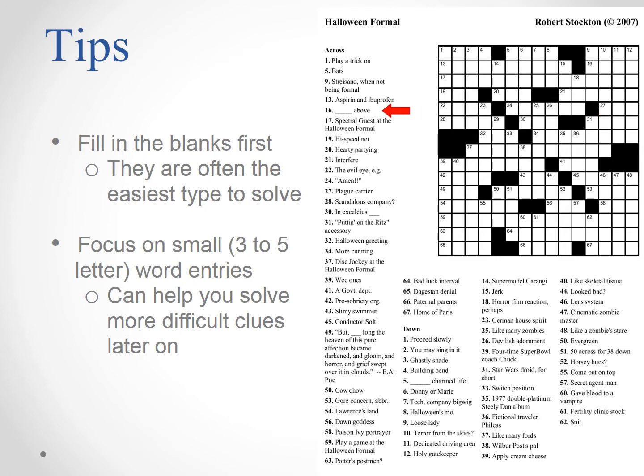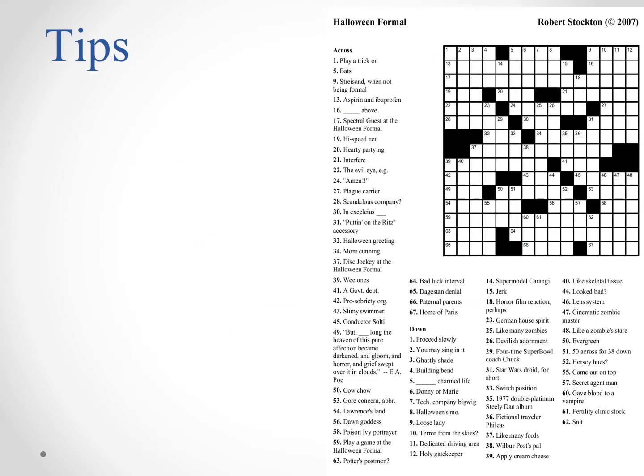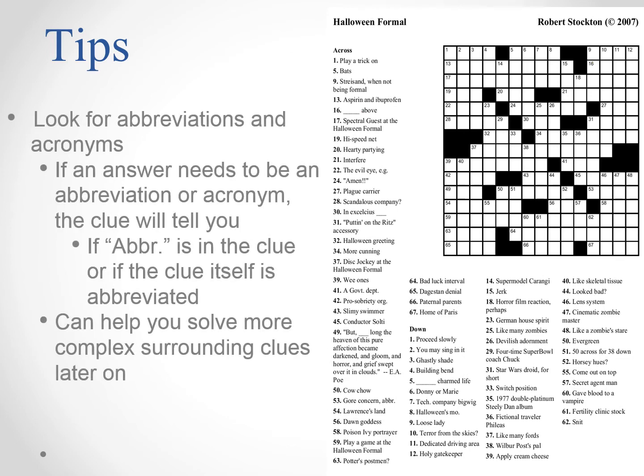So here we have blank above, so that's 16 across. Put that in as a cut above, and fill that in on the puzzle. And here we have paternal parents, which are dads. And then that can help us with 60 down, to give vampire blood is to feed them, basically. So fed.